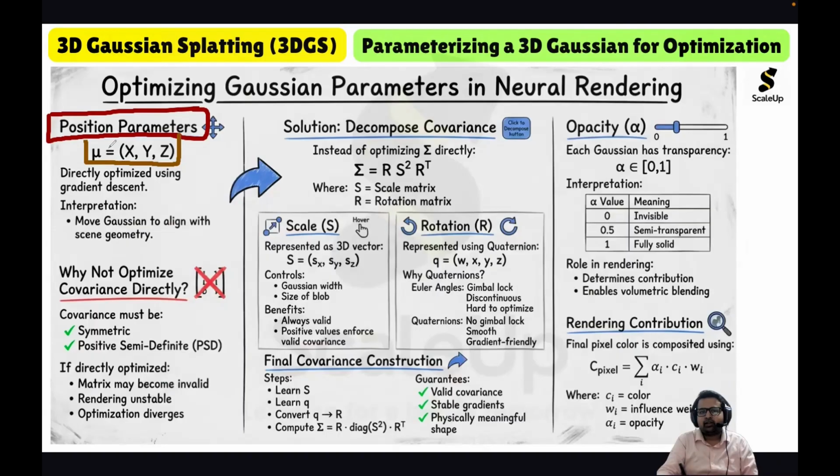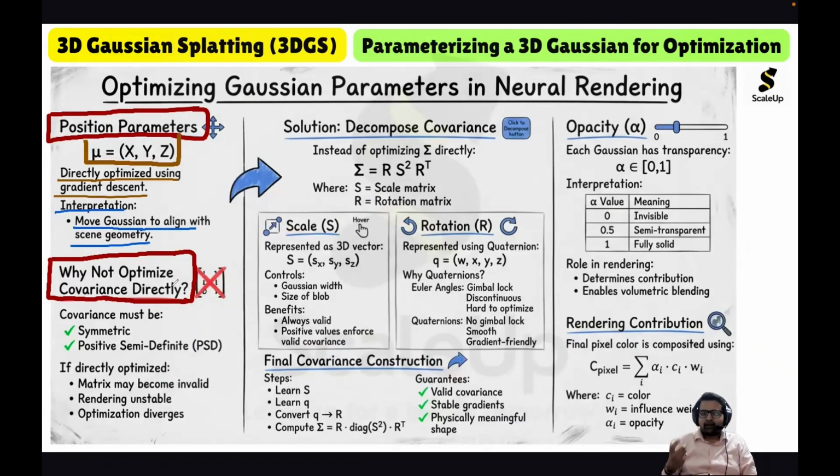So we will be seeing that position parameters, we will be directly optimizing it using gradient descent, wherein we will be updating the value of mu in order to minimize the loss. So the interpretation will be moving Gaussians to align with scene geometry. So optimizing position parameter is about optimizing the geometry. The scene geometry of the rendered image will be very similar to the real image. That's the goal. Now, if we talk about optimizing covariance, see, we cannot optimize the covariance matrix directly.